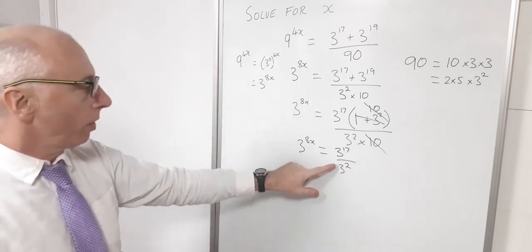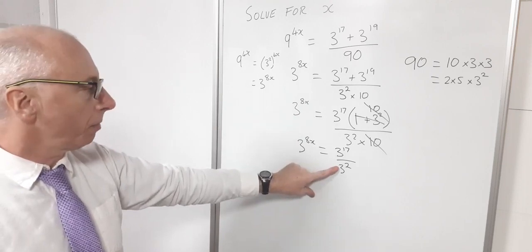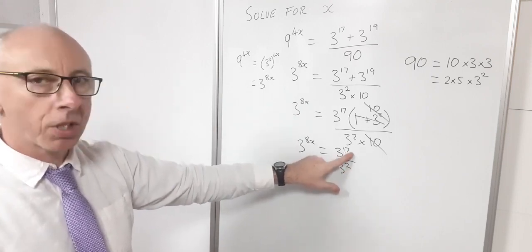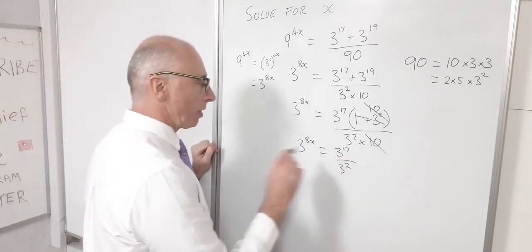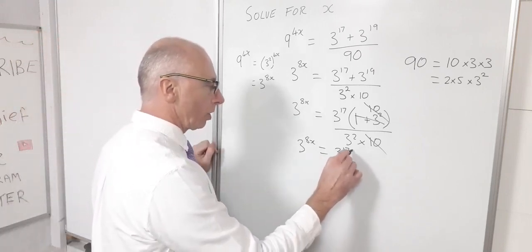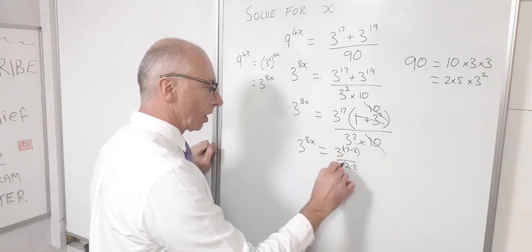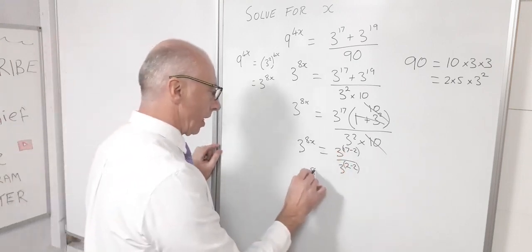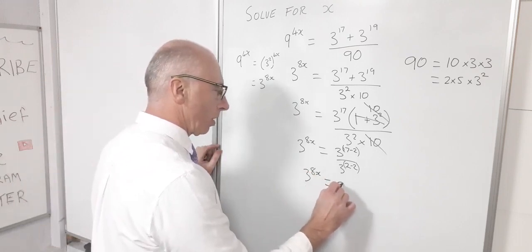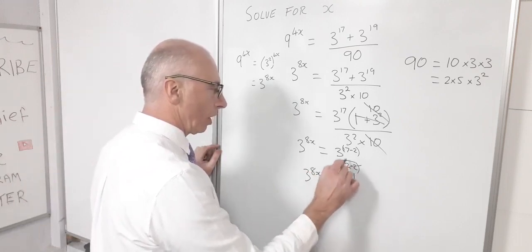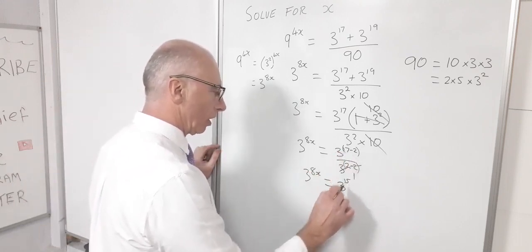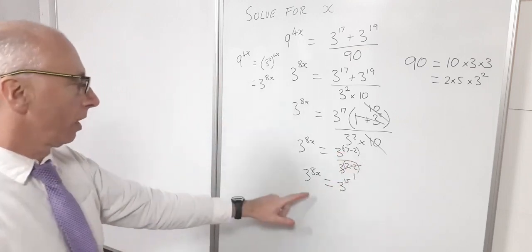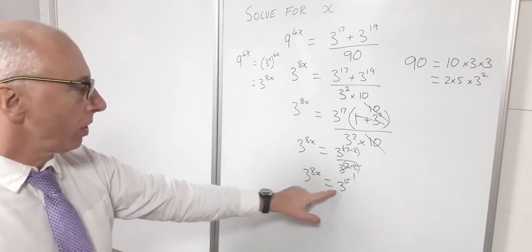Okay, so if we want to get rid of our term on the bottom, all we have to do now is subtract the bottom index from the top index. And then that will get rid of that. So if we subtract that from 2, we get 3 to the 8x equals 3 to the 17 minus 2, which is 15. Okay, so now we've got it exactly where we want it. 3 to the 8x equals 3 to the 15.